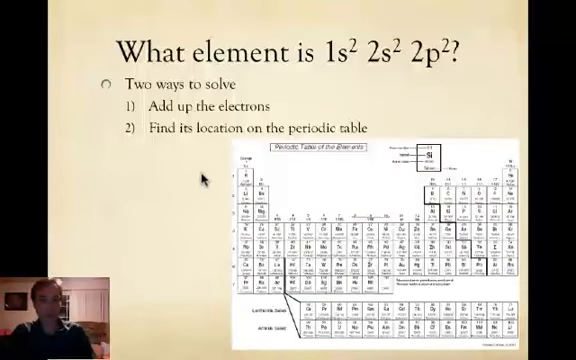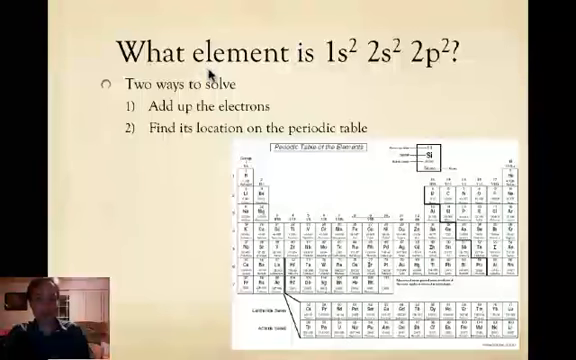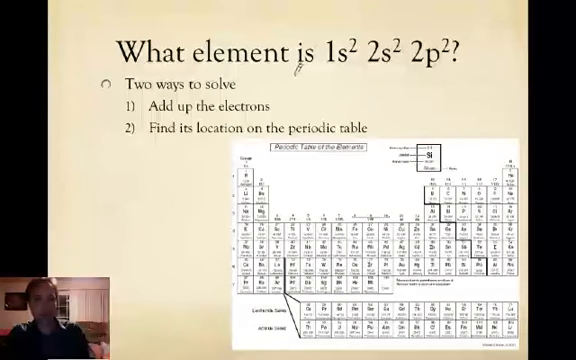Okay, all right. Now I showed you this element in a previous video. And what I said was there were 2 ways to solve it. So the first easy way to solve it is you count up the electrons. So 2 plus 2 plus 2, which tells us 6 electrons. If we balance that out with protons for a neutral atom, we know the atomic number is 6. That tells us it's carbon.